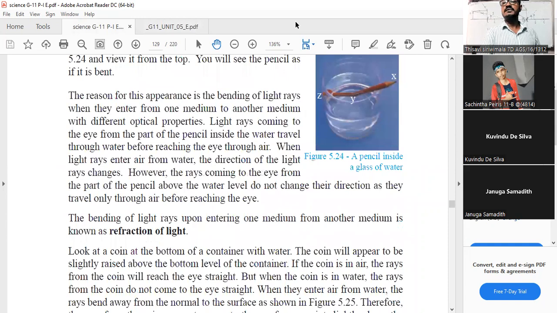Here, this is the definition. You can write this on that dotted line box. The bending of light rays upon entering one medium from another medium is called refraction of light. You can write that on the dotted line.